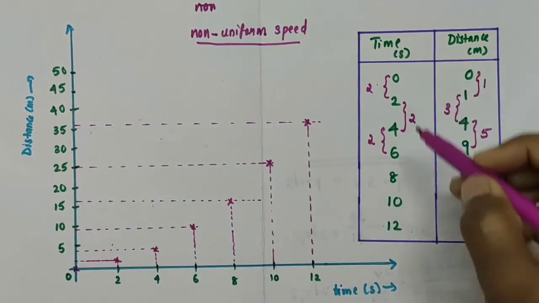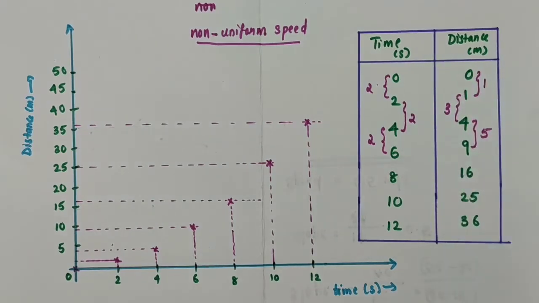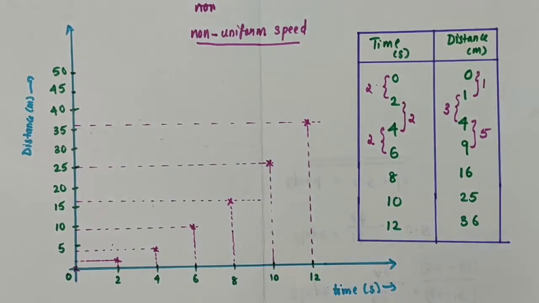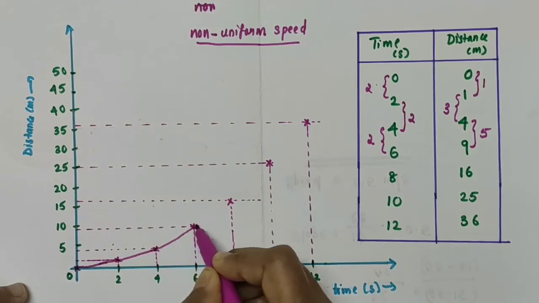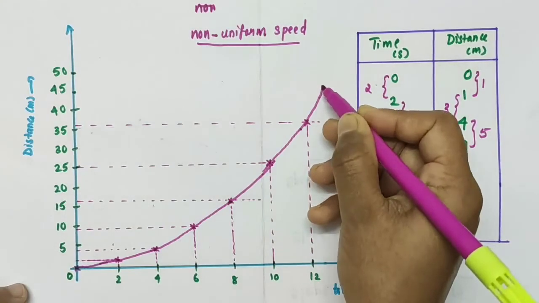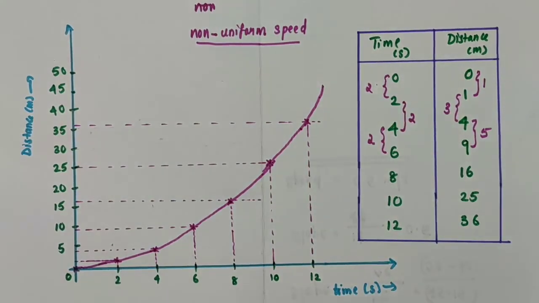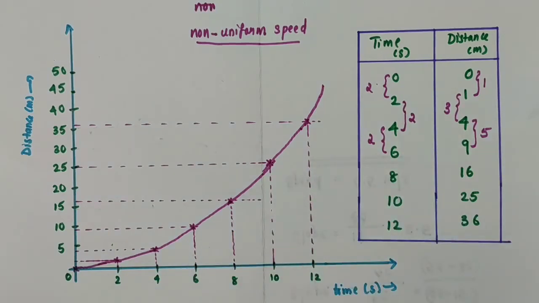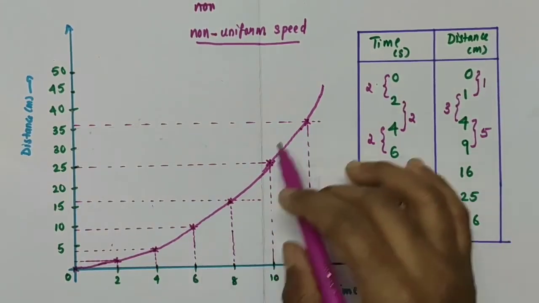While marking all these values here, you will get 1, 2, 3, 4, 5, 6, 7 points. Now to get the graph, we just join all these points. So I am joining all these points, you see. Here I am getting the shape of the graph like this. It is just like a curve. So the distance-time graph is not a straight line. That is the important thing. It is not a straight line.